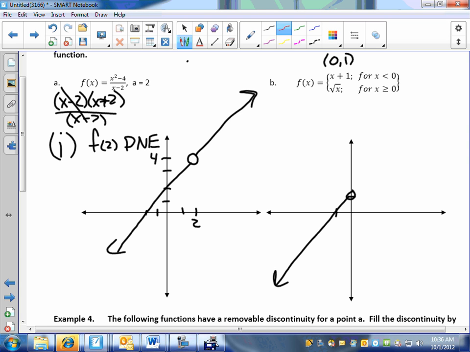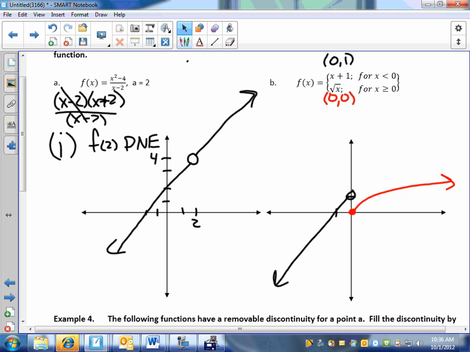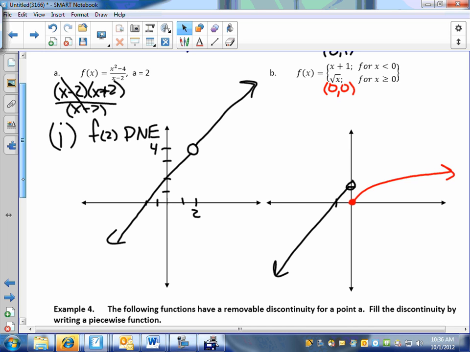Now I'll do the other part of the graph. If we plug 0 into the square root of x, what do we get? 0. And it says that it's equal there, so I can have a closed circle there, and the graph goes that way. So that's why we practiced graphing piecewise functions earlier. I know you're excellent at that, which I'm very, very happy about.